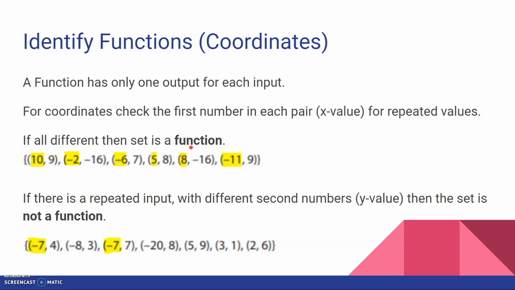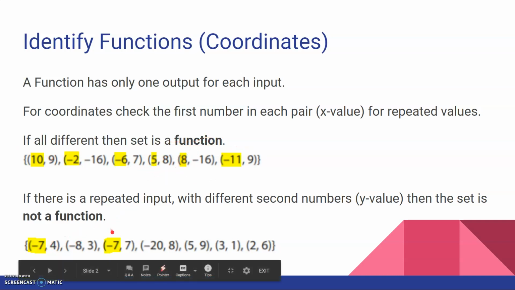However, if you start to look through the first numbers and you notice repeats, check to see their outputs. If they have the same output, if these both outputted 7, this could still be a function. However, since we have -7 popping out of 4 and -7 popping out of 7 in two different points, this is not a function. This input, -7, has more than one output.